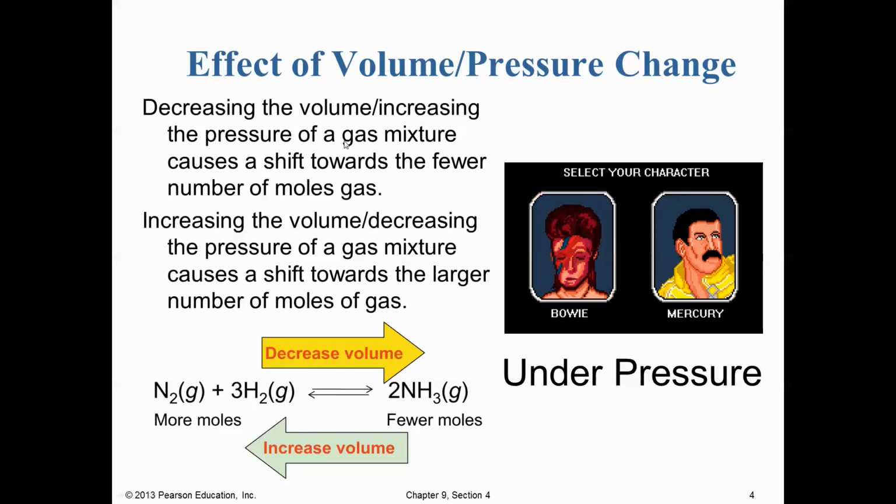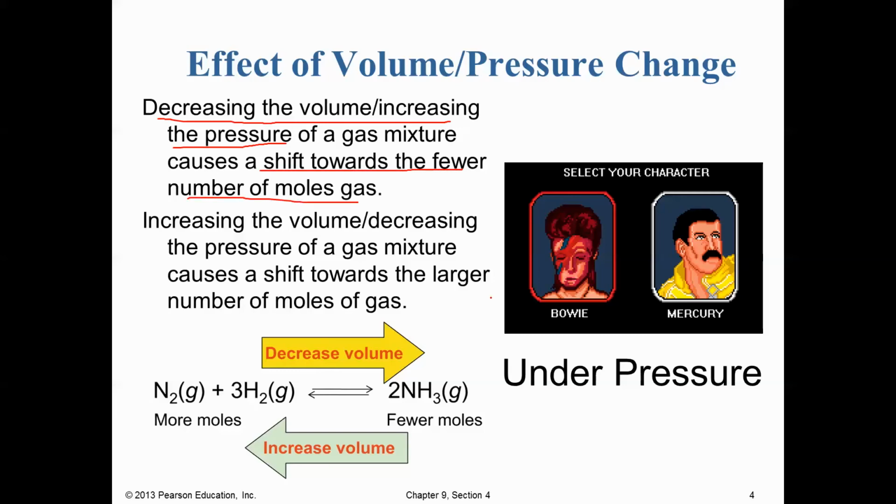Now if we decrease the volume, and by decreasing the volume we're going to increase our pressure, what's going to happen is we've given our reaction less space. And so gas is the state of matter that takes up the most space, so we will have to get smaller to fit in this smaller space. We're going to shift towards the side with fewer moles of gas.